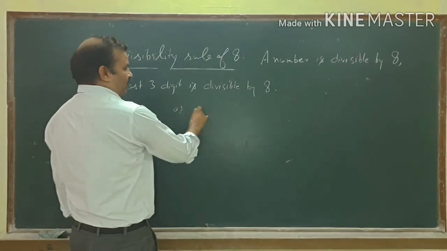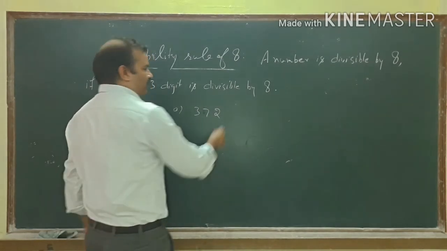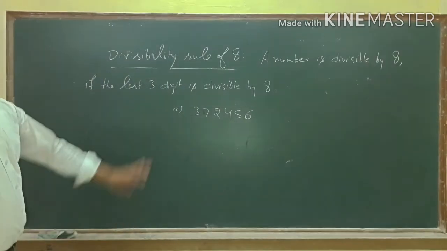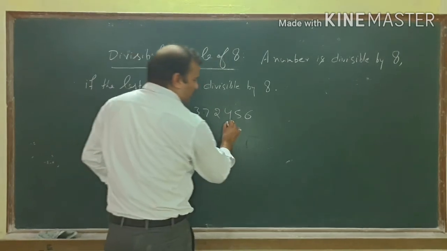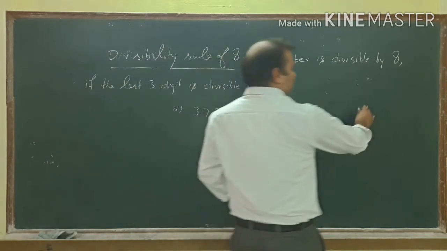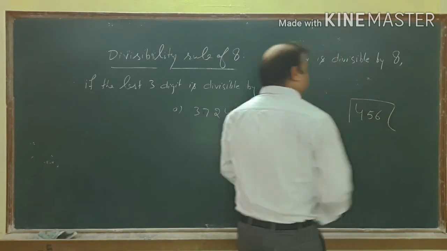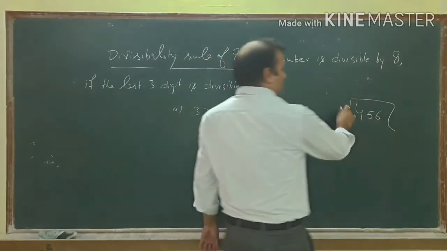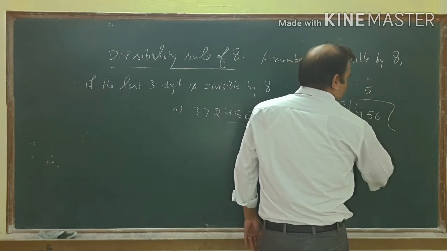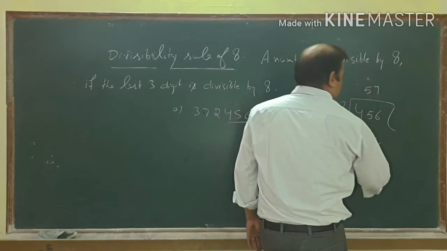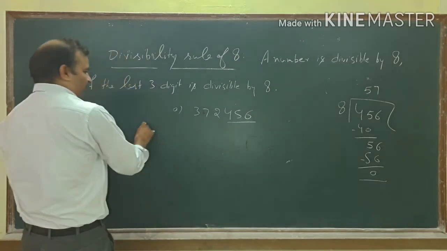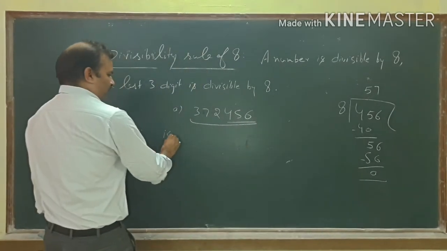Suppose I take a number 372456. This is a 6-digit number. Now check only for the 456. If 456 is divisible by 8, then the complete number is divisible. Otherwise, it will not be divisible. 8 5s are 40. Subtract, and then we get 5 as a remainder, then 6. 8 sevens are 56.